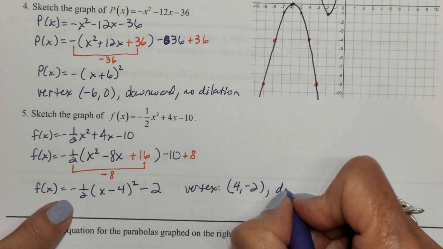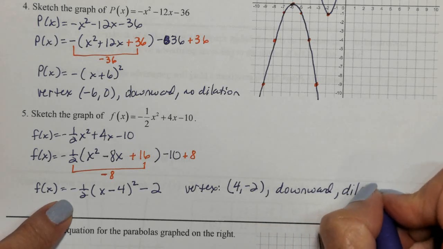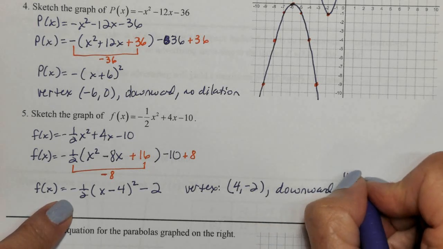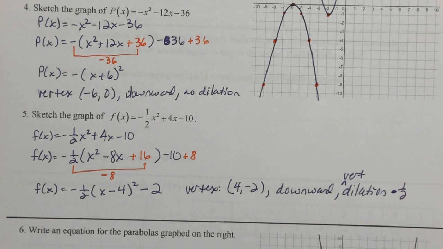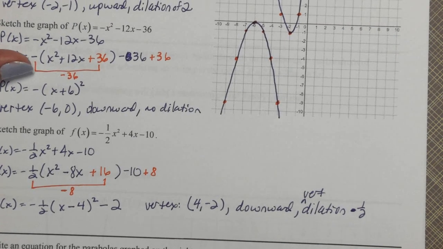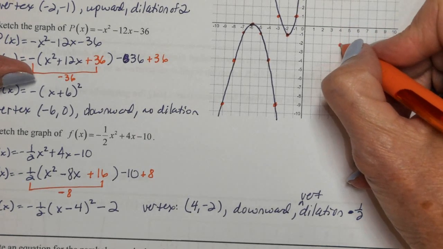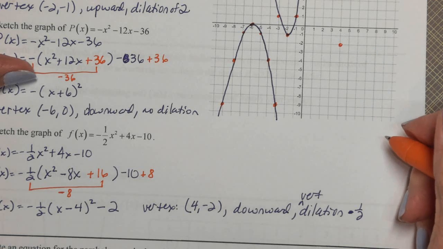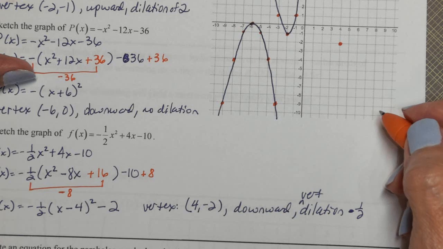We're opening downward, and we have a vertical dilation of negative 1/2, of just 1/2. I took care of the negative when I said downward. Vertical dilation of 1/2. So go to your vertex, 4, negative 2, and we're going downward, making sure I did that right. Yes. We're going downward at 1/2.